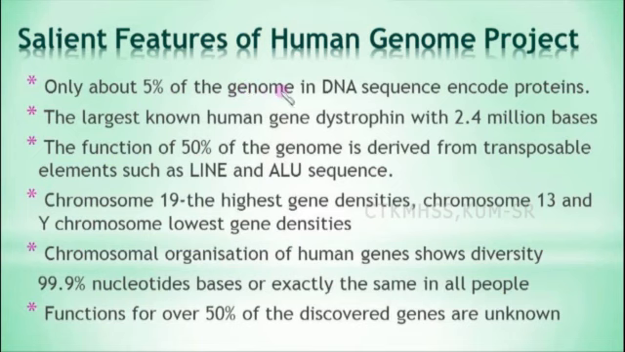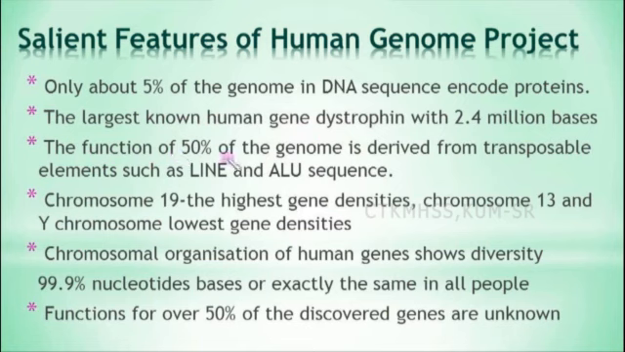So out of the whole genome, only 5% will code for or encode proteins. The remaining is non-functional. The largest known human gene, dystrophin, consists of 2.4 million bases. So which is the largest human gene? Dystrophin. This is a 1 mark question.